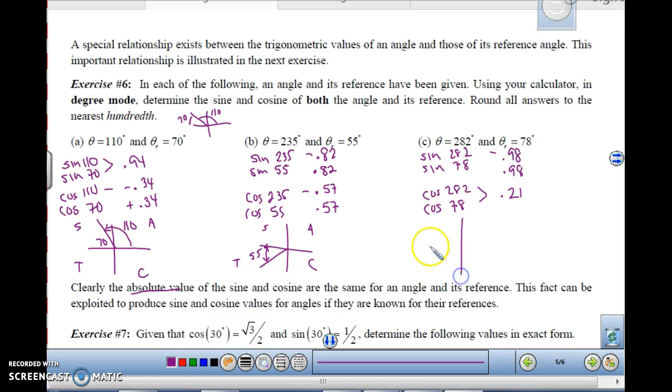All right, same thing over here. A, S, T, C, 282. All right, so this would be 180, 270, 280 would be over here, 282 would be down here like this. So your reference angle right here is going to be 78. All right, so that's your reference angle. That gives you the value right here. Cosine is positive in the fourth quadrant. So that means it'll be positive 0.21, but it'll be negative 0.98 for the sine because the reference angle is 0.98 there. Okay.